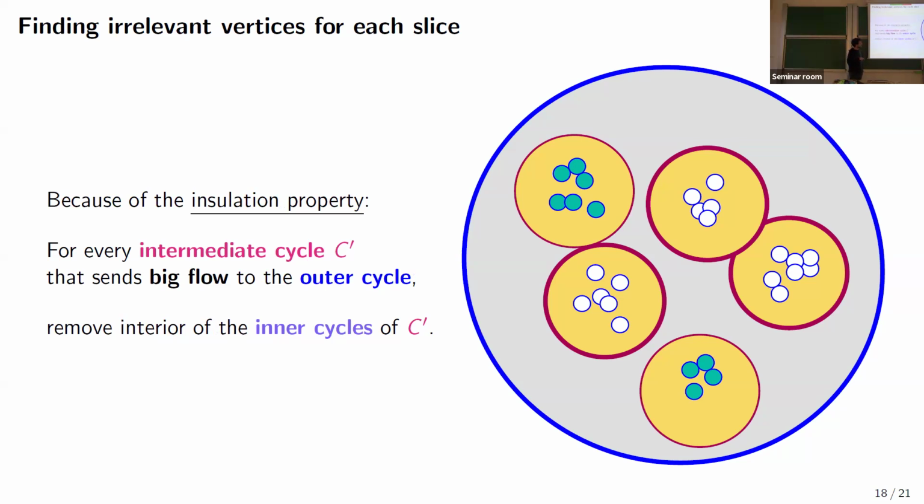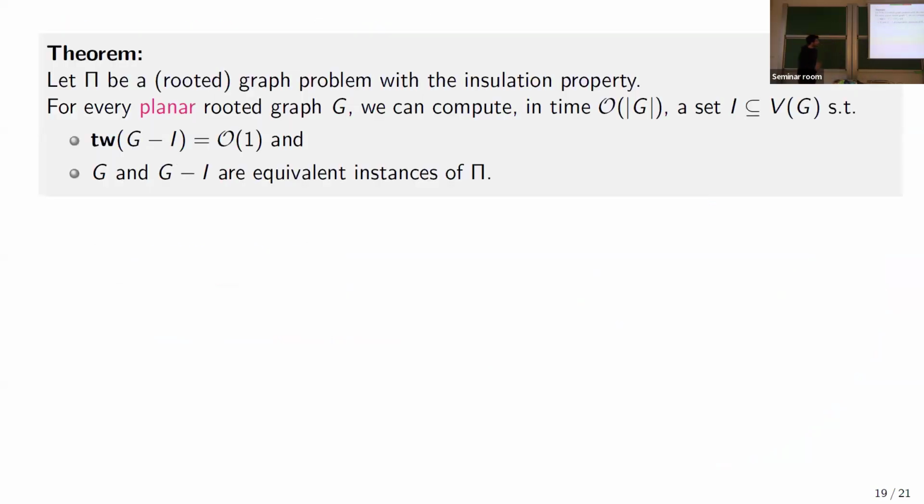For every cycle that sends a big flow to the blue one, I remove not the whole interior, I just remove some part of it. But still, this is enough. And this is how the proof of this theorem goes.